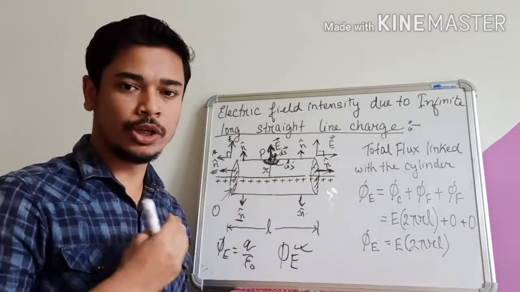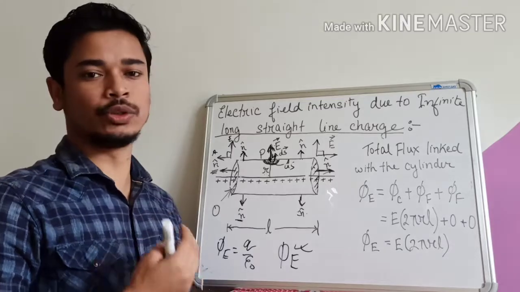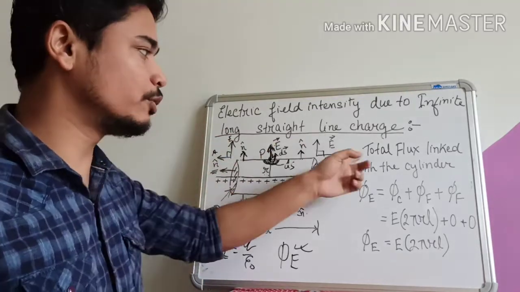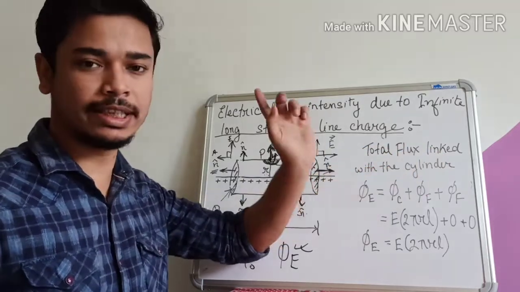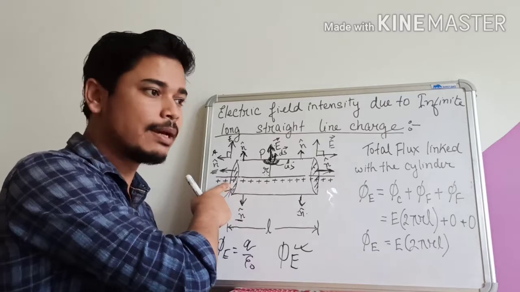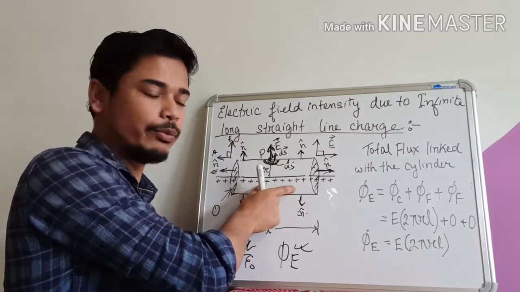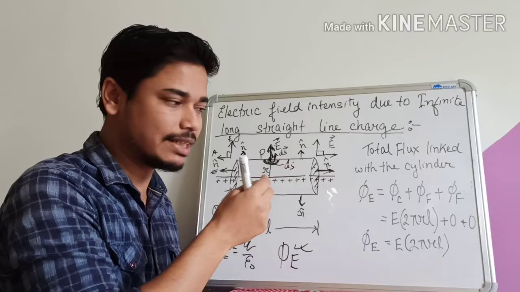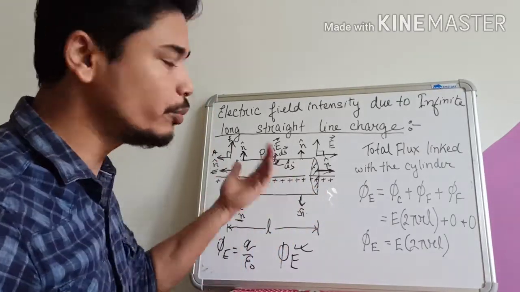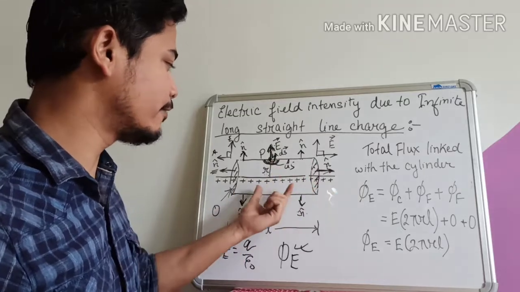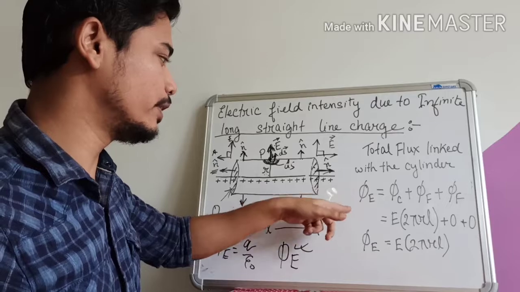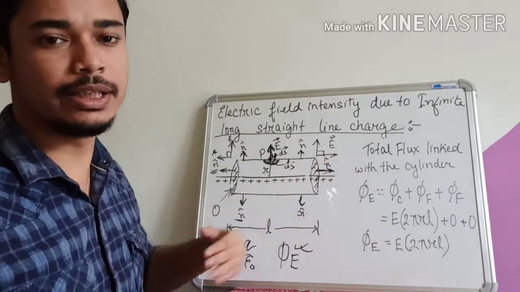So finally what we are going to do, we are just going to calculate the total electric flux linked with the whole cylinder. Okay. Now what will be the total electric flux linked with the whole cylinder? That will be equal to the electric flux linked with the first flat surface plus the electric flux linked with this curved surface plus the electric flux linked with this flat surface. So we are just going to add the electric flux due to these three surfaces, and we are going to get the total electric flux linked with the cylinder.